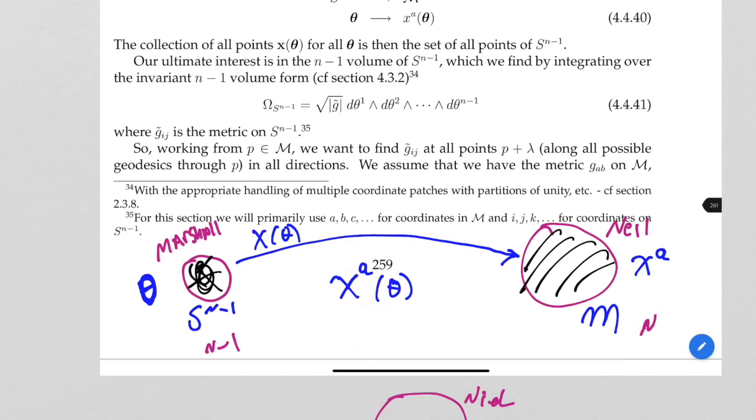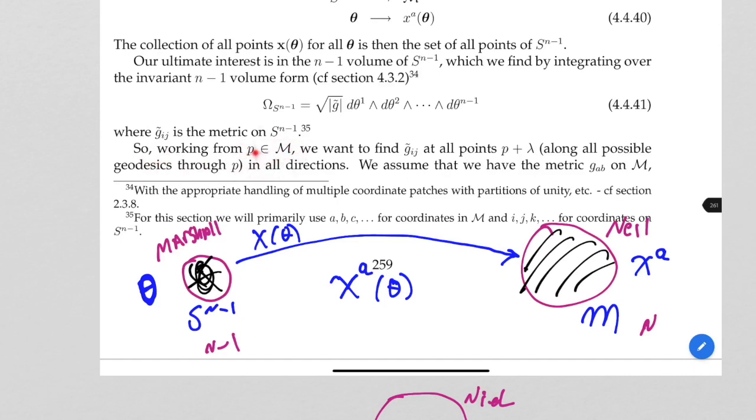Each of the individual coordinate axes of Neil has its own function, and those functions are labeled with the A, and there's N of them. So there's N of these functions. Despite the fact that you're going from an N minus 1 dimension to an N dimension, you're going to need N of these to do it. Okay, so we've decided about that, and then we talked about this last time.